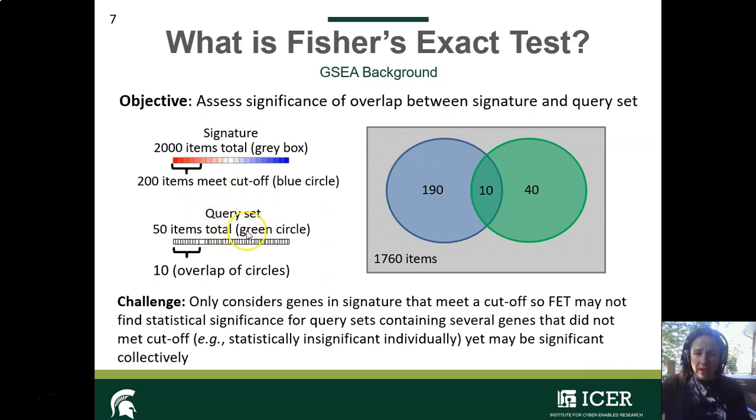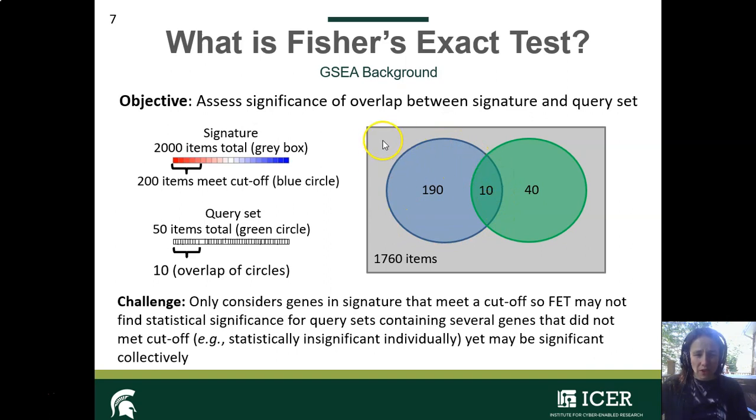Then I have a query set. For example, genes associated with glycolysis. There are 50 genes associated with glycolysis in this theoretical example. So you see that as the green circle. And 10 genes overlap between the 200 items that I found in my cutoff and the 50 items in the query set. So you see the 10 overlap. And the trick here with Fisher's exact test is that it only considers the genes in the signature that meet a particular cutoff. So it will only think about the 200 genes in that blue circle.